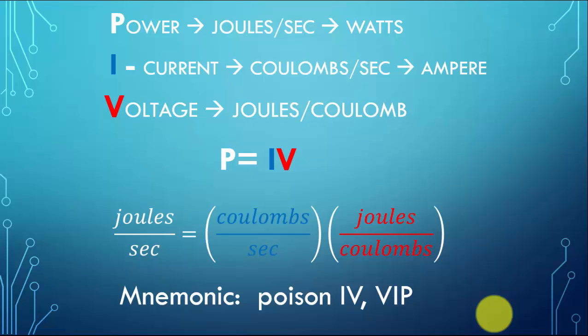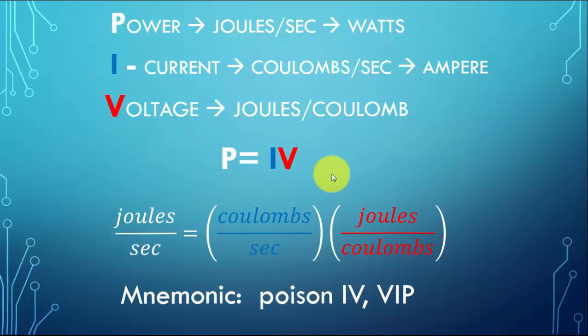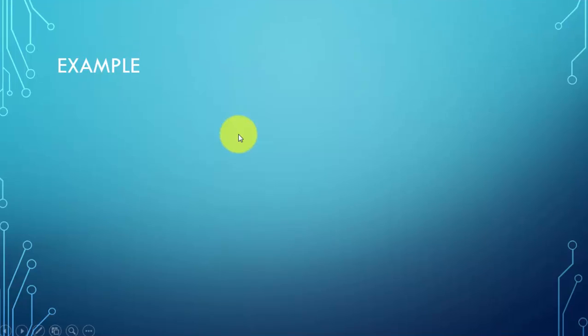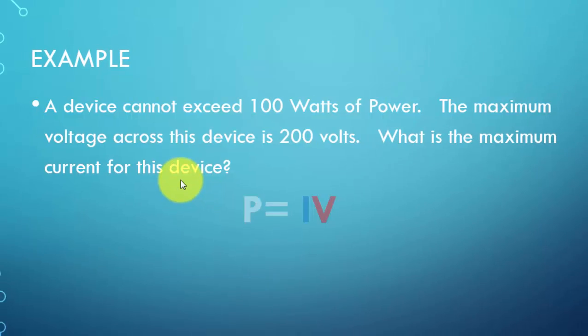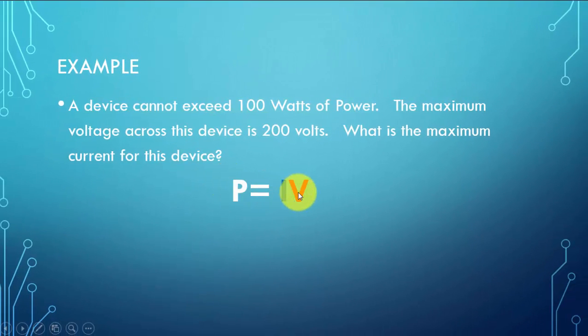As a simple illustration of this formula P equals IV, let's look at this example. Let's say we have a device that cannot exceed 100 watts of power. The maximum voltage across this device is 200 volts. What is the maximum current for this device? If we take this formula and divide by V on both sides, we get P divided by V on one side. The V's cancel out and we're left with I as shown here.